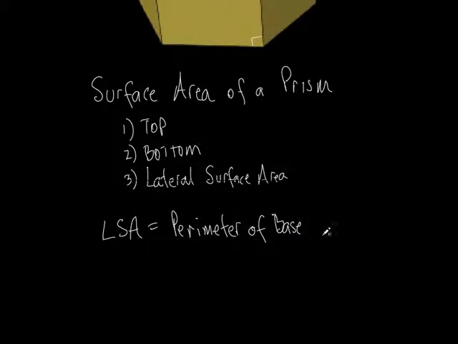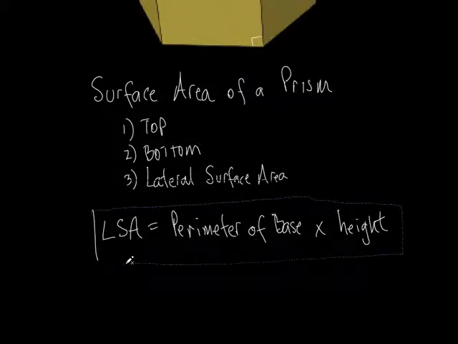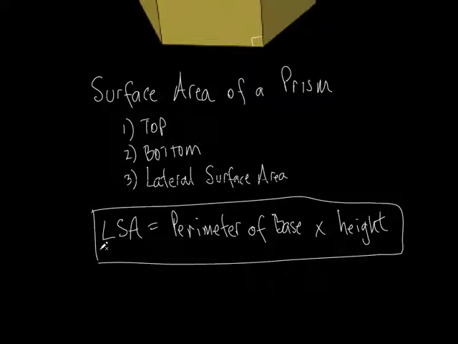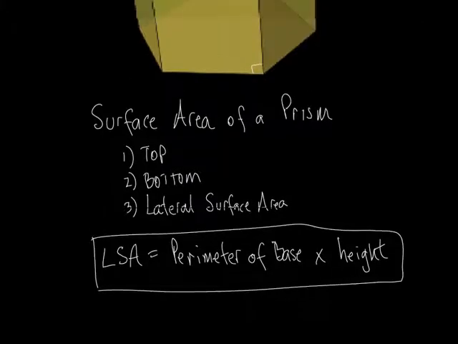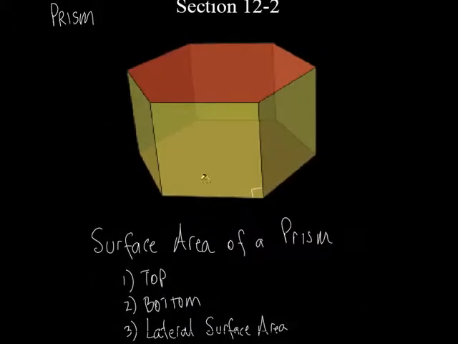times, that x is times, the height. That's very important to remember. The lateral surface area. Now that's not the area of the whole entire thing. That's not the total surface area. That's just what? The area of the sides. Okay? And that's not just one of the sides, that's all of them. So if I find the perimeter of the base multiplied by the height, that's the lateral surface area.